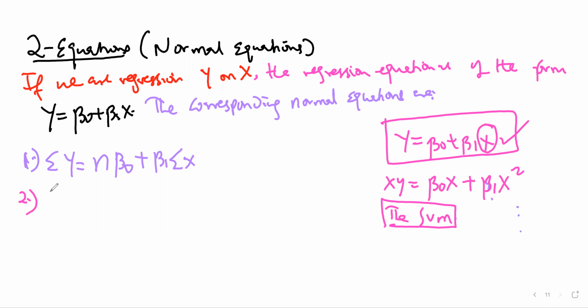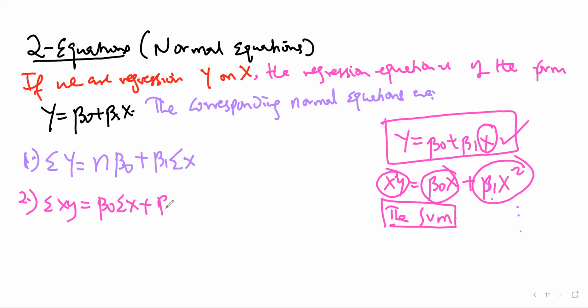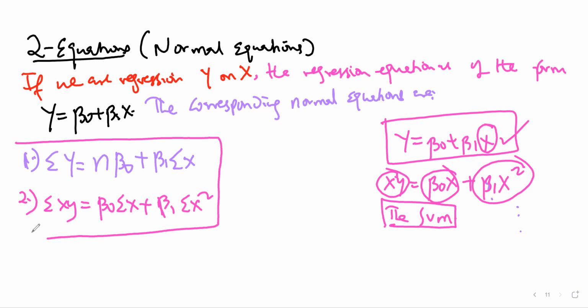So this becomes summation of xy. That is, you sum this, then you sum this. This gives you beta naught summation of x. Plus, you sum this guy here. You'll get beta 1 summation of x squared. And these two are the normal equations that you need to solve. These are equations of a straight line, what you usually call simultaneous equations. In other words, equations that can be solved simultaneously.